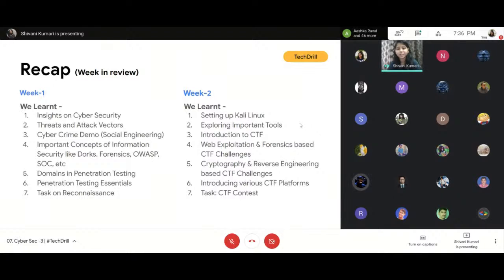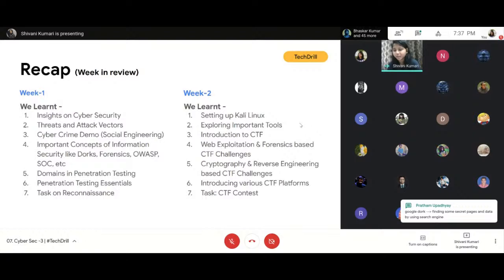When we search any particular thing, we will get irrelevant things plus relevant things. So in order to get only exact results, we will use dorks. Very good. So that's what dorks are.